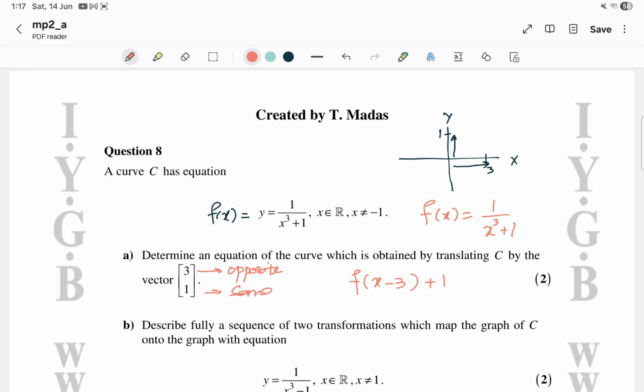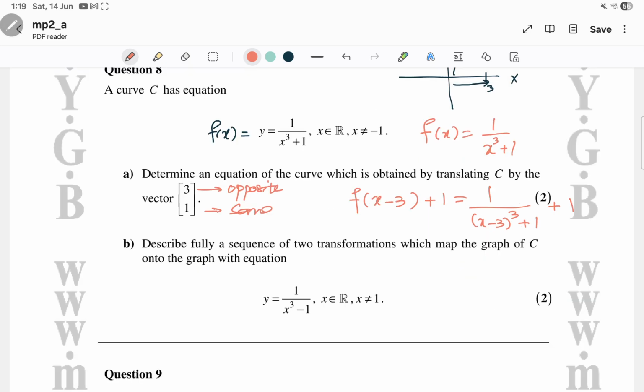So according to this vector, our function should be f of x minus 3, plus 1. If you apply that to the given function, we need to replace x with x minus 3, whole cubed, plus 1, and we need to add 1 to the curve. This should be the new function according to this vector.